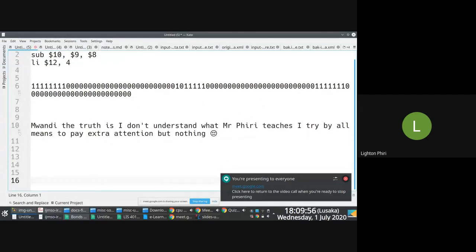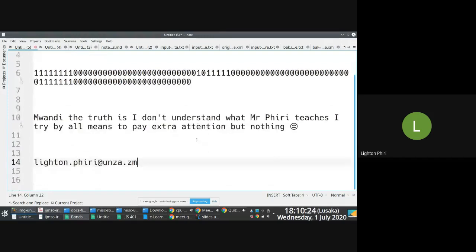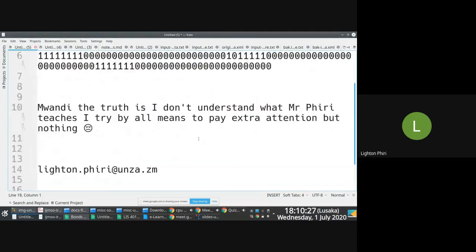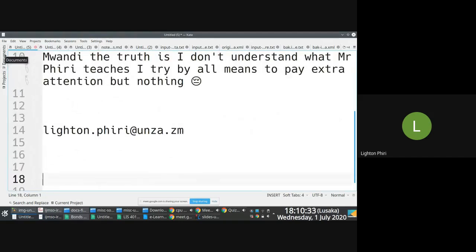Sadly, what we're looking at are the basic fundamentals, right? It's a precursor for what's coming. For you to be able to understand how the instruction set architecture works, how memory functions, you want to be able to understand these things we're discussing right now. So if you're struggling with something, there is nothing stopping you from sending an email to Lighton at Lighton.piri@unza.zm and telling Lighton, I'm struggling with this. How can I best understand this? Maybe I will direct you to a resource that would be perhaps much simpler for you to synthesize.